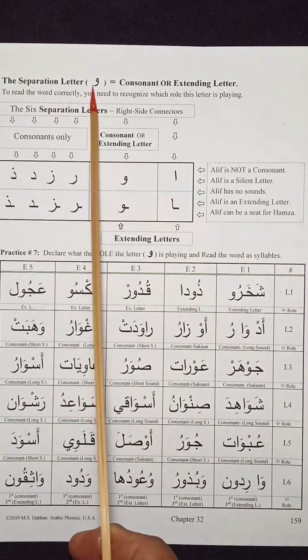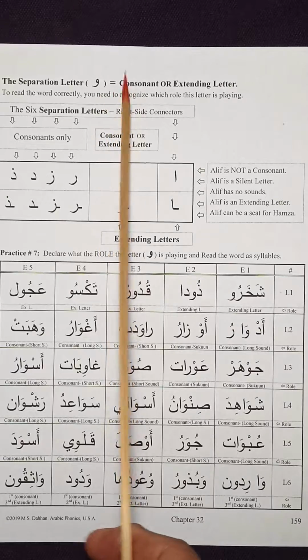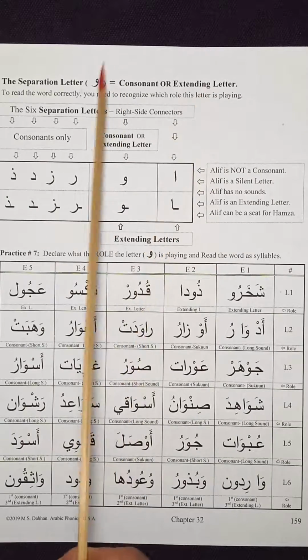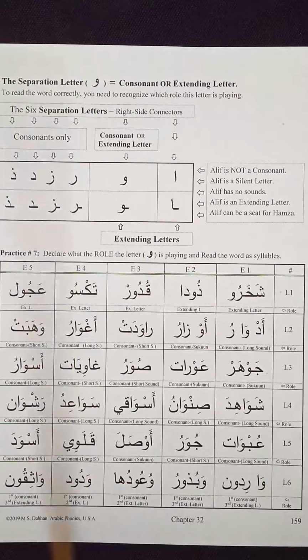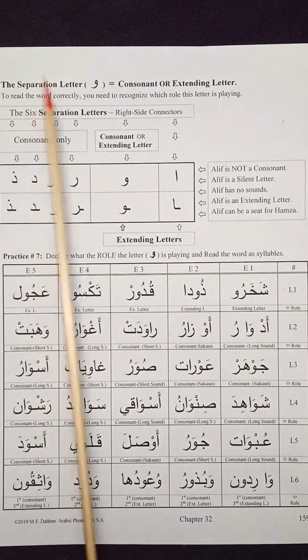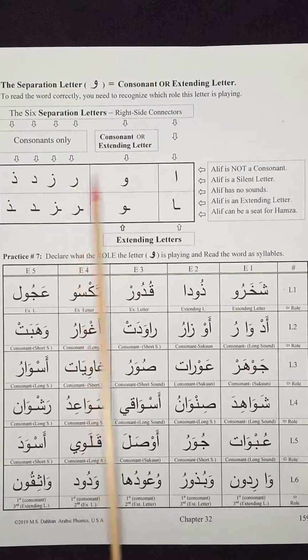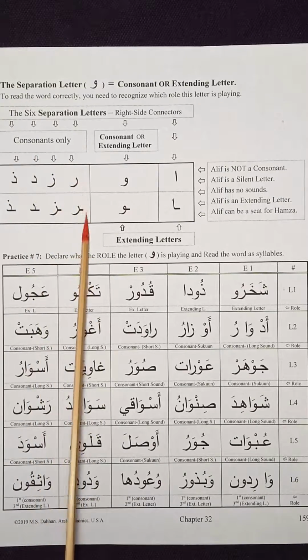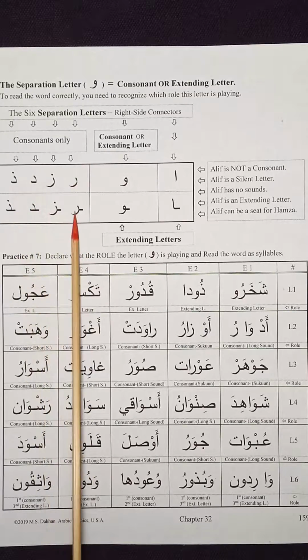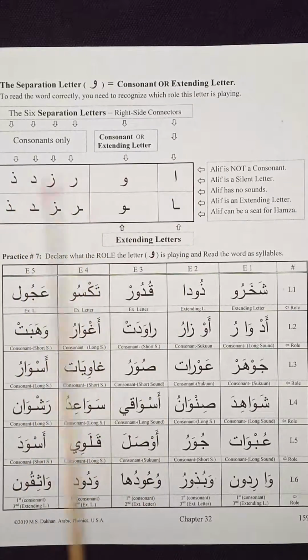All right. The separation letter, this one here, in reality can be a consonant or an extending letter. It has two functions. So when you read the words, you need to quickly decide which role it plays, because that affects the way you're reading it. But before we do that, let me show you here. This diagram is beautifully designed. These are the 6 separation letters: 1, 2, 3, 4, 5, 6, right? And these guys here are consonants, and of course they have a full shape and a connected shape. They all have a full shape.